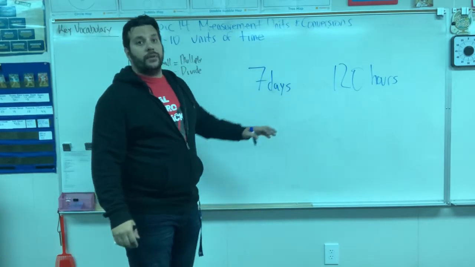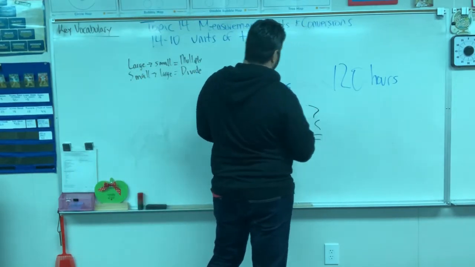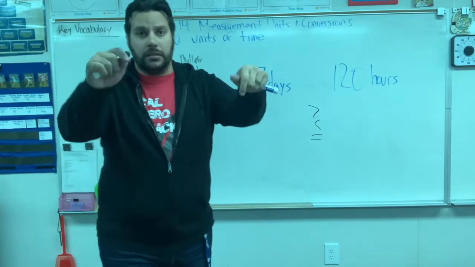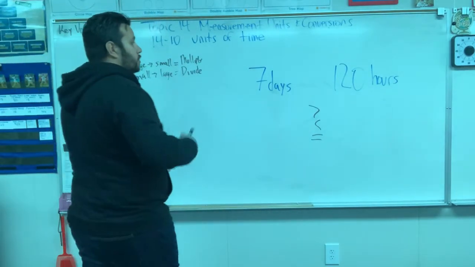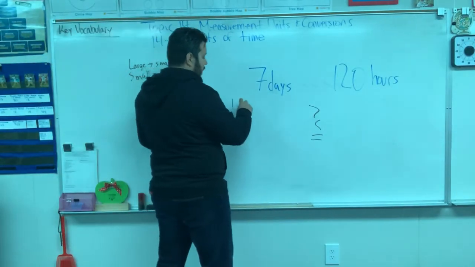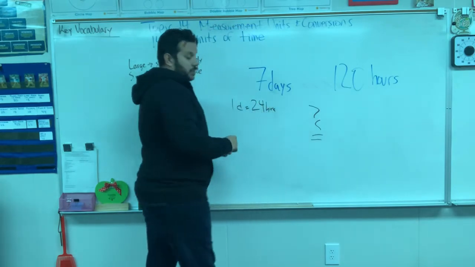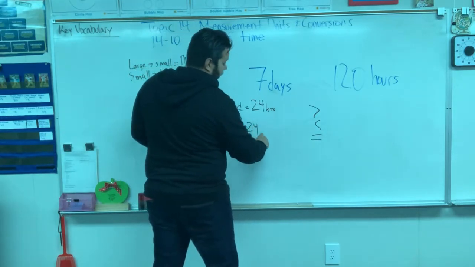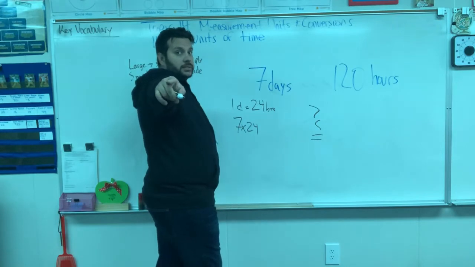I'm going to start us off with a comparison, okay? Greater than, less than, or equal to: 7 days or 120 hours? Look down on your charts and figure out how many hours are in 1 day. Okay, so 1 day equals 24 hours. So that means 7 days is going to be 7 times 24. Pause the video and solve it.